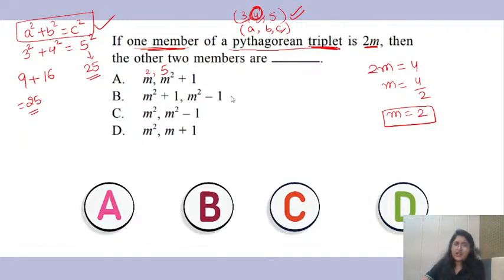So, can you say that 2, 2, and 5 are the Pythagorean triplets? No, it can't be possible, because when we put these in this equation, it will not satisfy the equation. All right. So this is not the correct option.